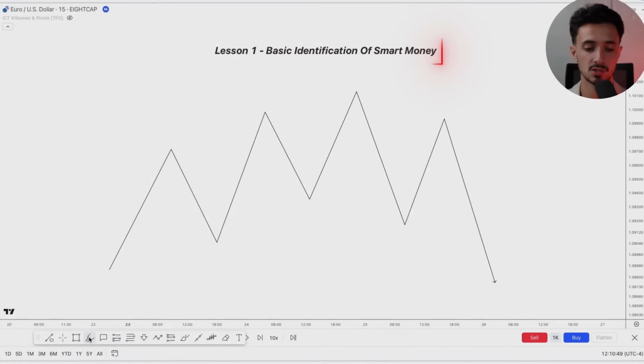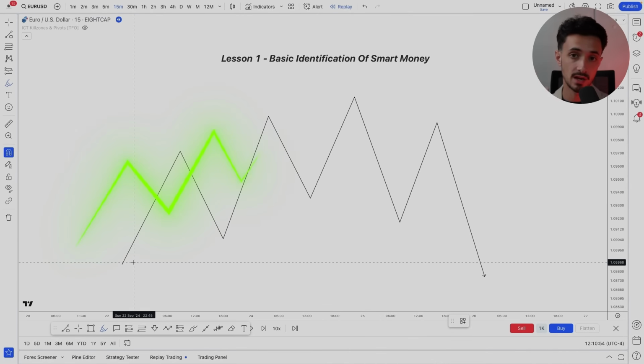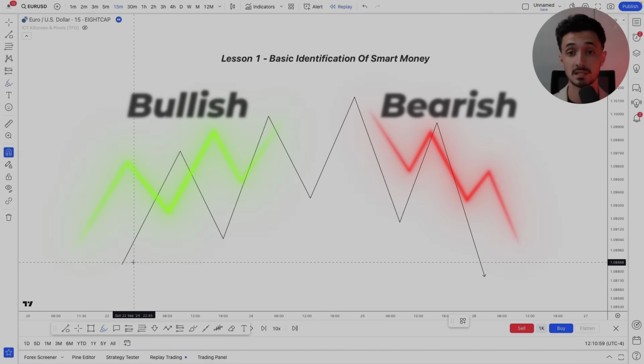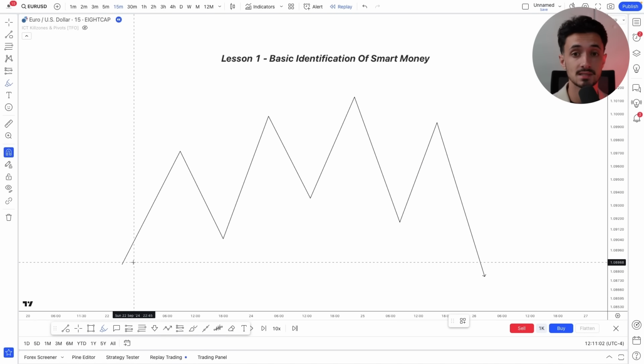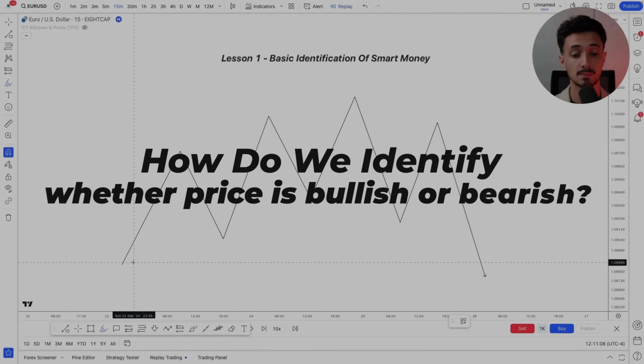Very simple concept. So essentially at all points in time, price is ranging from making higher highs and higher lows or lower lows and lower highs. It's either bullish or bearish. If price is bullish, we're looking only for buys. If price is bearish, we're looking only for sells. It's really that simple. How do we identify whether price is bullish or bearish?